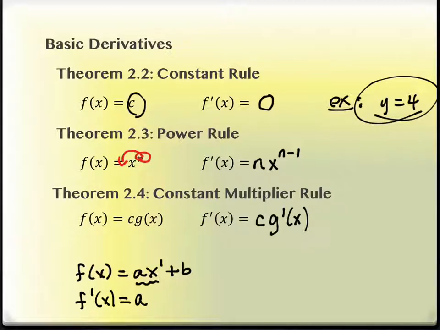This is a value of 1, right? The 1 multiplies by the a, and if I take 1 minus 1, I get 0, and what's anything to the 0 power? It's 1. So it's a special case of 2.3 here, but really, it's just a line, and we know the slope of a line, right? It's the multiplication factor in front of x.